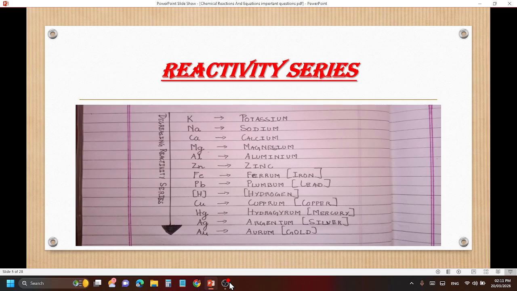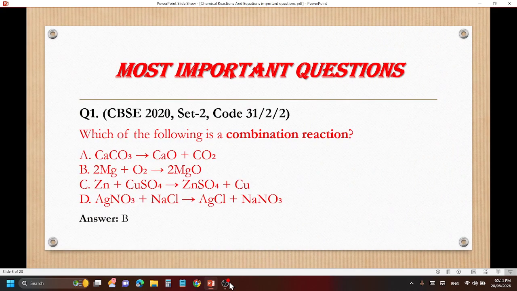These are some of the metals which I have listed: potassium, sodium, calcium, magnesium, aluminium, zinc, ferrum, which is also known as iron, plumbum, known as lead, hydrogen, cuprum, copper, mercury, argentum, silver, aurum, gold. Here potassium is the highest reactivity metal, and aurum, that is gold, is the least reactive metal.